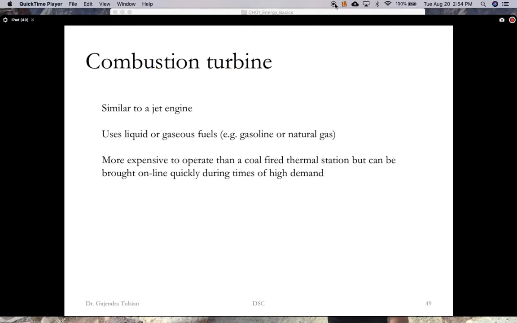A combustion turbine is similar to a jet engine. So you use a combustion turbine when you're using natural gas. It's more expensive to operate than a coal-powered thermal station, but can be brought online quickly during times of high demand. Now, here's the thing about electricity. You produce exactly how much you're using. So as the demand goes up, you need to bring production online fast, and a combustion turbine is a good one too. It has a fast response time, so it's useful for that. It's more expensive, but the fast response time is necessary.